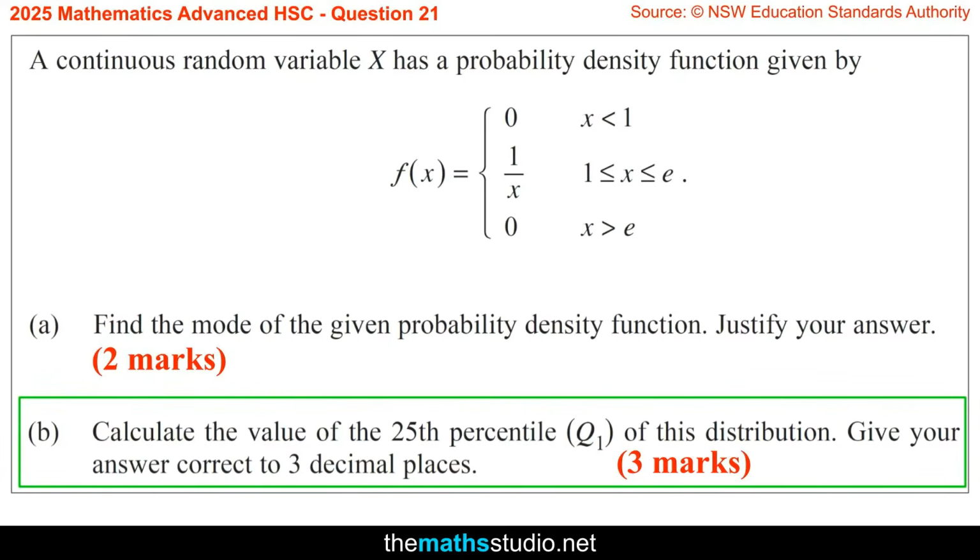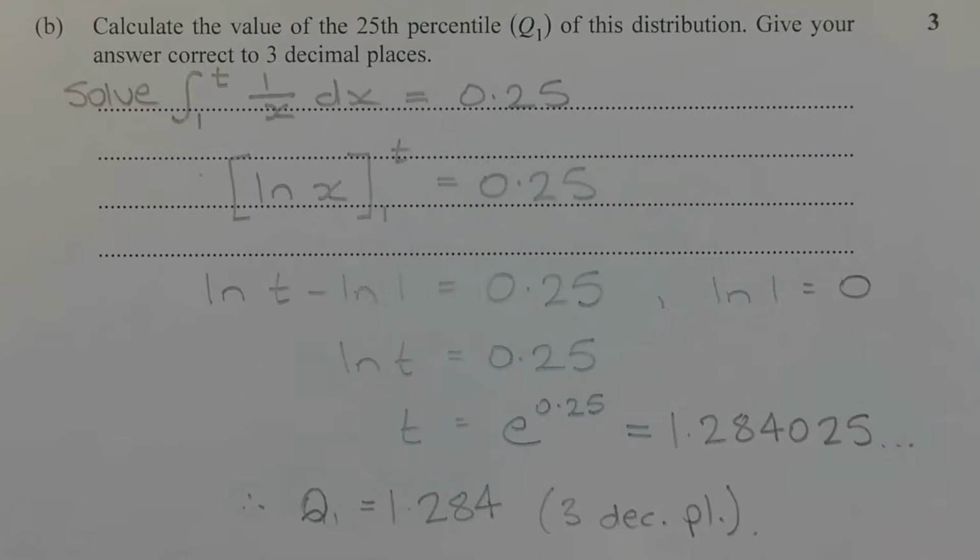Part B. Calculate the value of the 25th percentile, Q1, of this distribution. Give your answer correct to 3 decimal places. We want to solve for the variable t the integral equation. The integral of 1 over x dx equals 0.25 from x equals 1 to x equals t. So integrating 1 over x with respect to x, we get ln of x, and the bounds of integration are from x equals 1 to x equals t, and the value of this integral is 0.25.